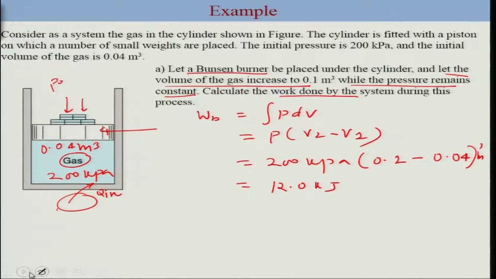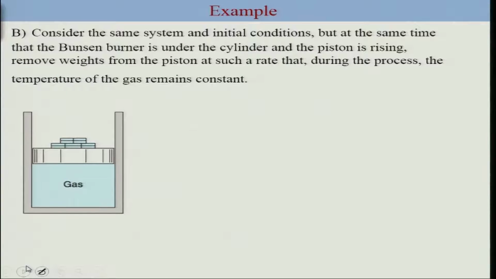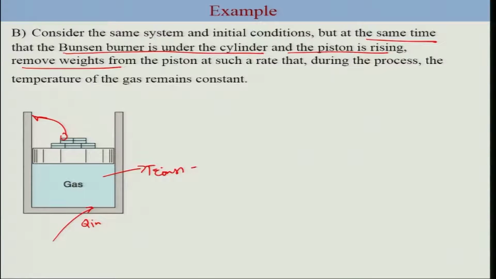So that was the first part of this example. Now let's consider the same system and the same initial conditions. So you have 200 kilopascal, you have 0.04 meter cube as initial volume, but at the same time when we place the Bunsen burner under the cylinder and the piston is rising, we are removing the weights. So while we are providing the heat, we are also removing the weight in such a way that the temperature is constant. So we are keeping the temperature constant. So now the question is what would be the work for such a system.